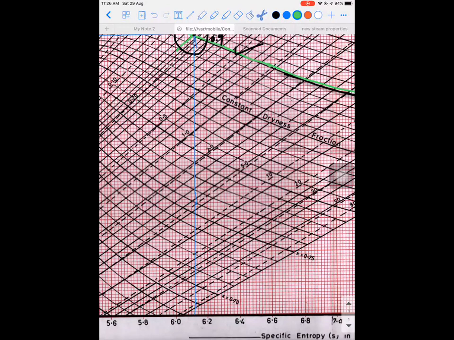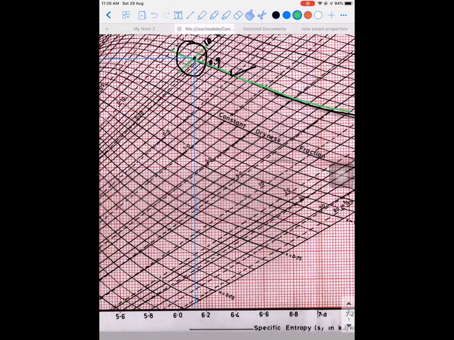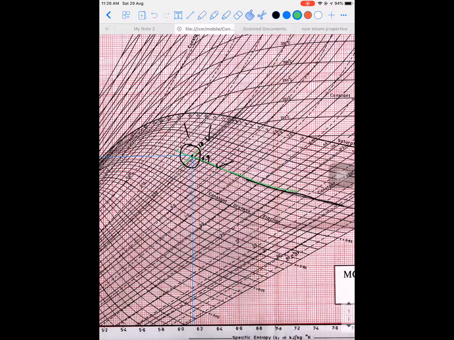Sir, not getting any response from the chart? Are you not in a position to identify this point? At least, sir, are you in a position to identify this point? This point. Sir, are you able to identify this point? Any difficulty?